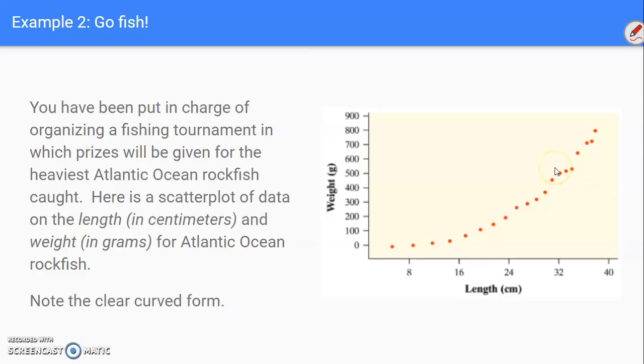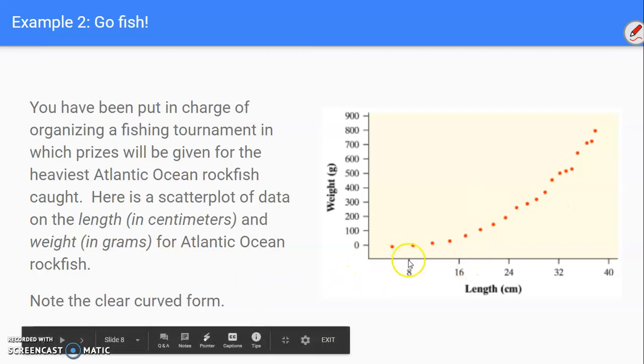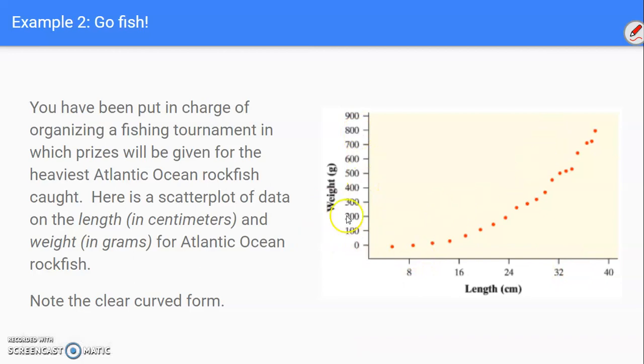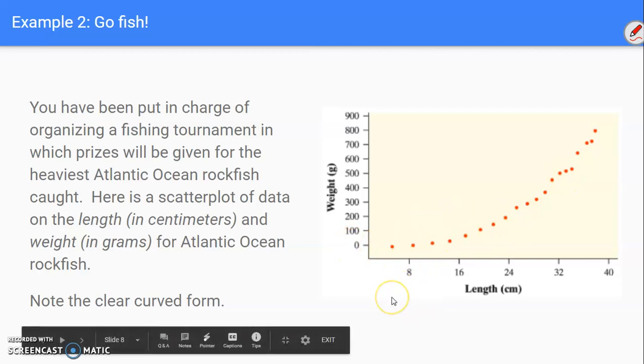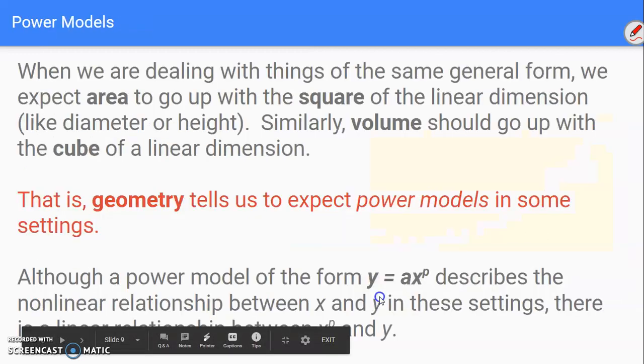So here is an example that is talking about fish. We've been put in charge of organizing a fishing tournament, and prizes will be given for the heaviest rockfish. We have a scatter plot of the length of each fish versus its weight in grams. We notice that this is very clearly curved, not a linear model. Maybe it's quadratic or cubic or maybe even exponential, but it's definitely not linear.